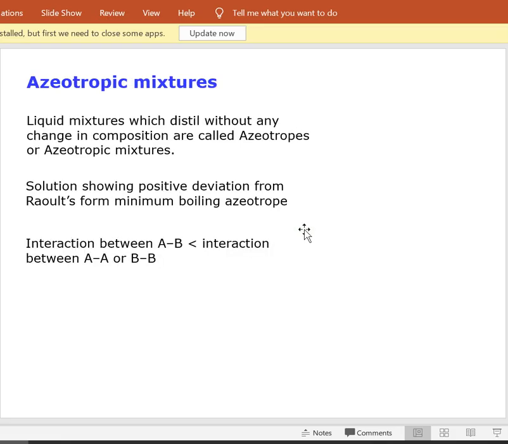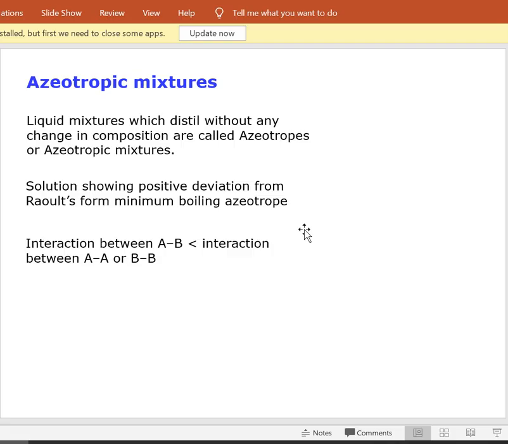Now, azeotropic mixtures. Azeotropic mixtures means, you must have heard that when binary solutions of two volatile liquids are boiled, it is seen that the vapor generally does not have the same composition of the components as in the solution. It means the mole fraction of the more volatile component is greater. It means the one whose volatility is higher, its mole fraction is also higher.